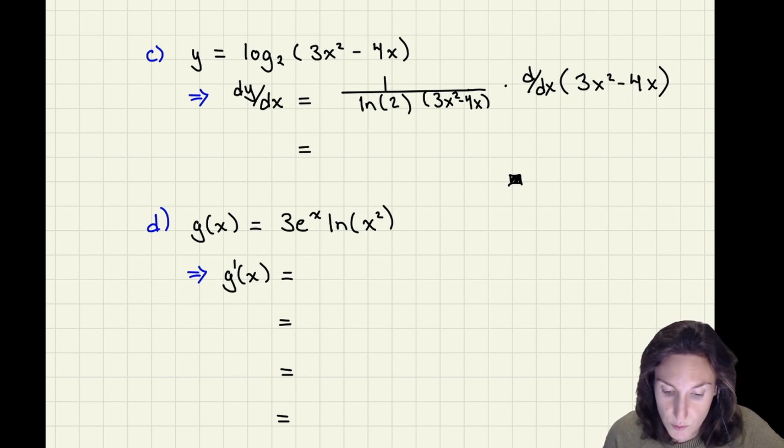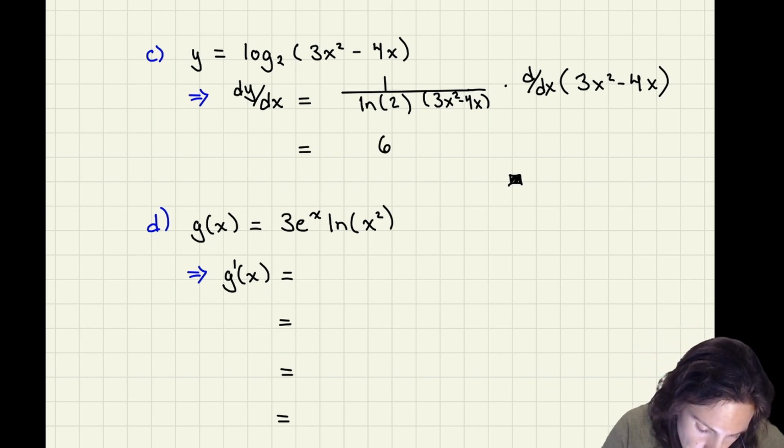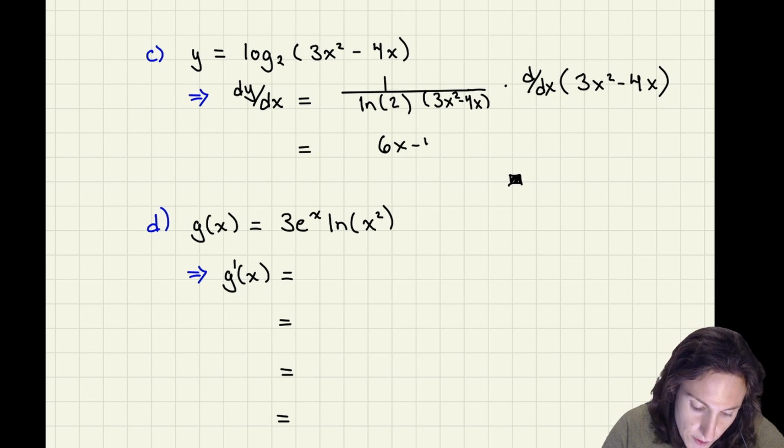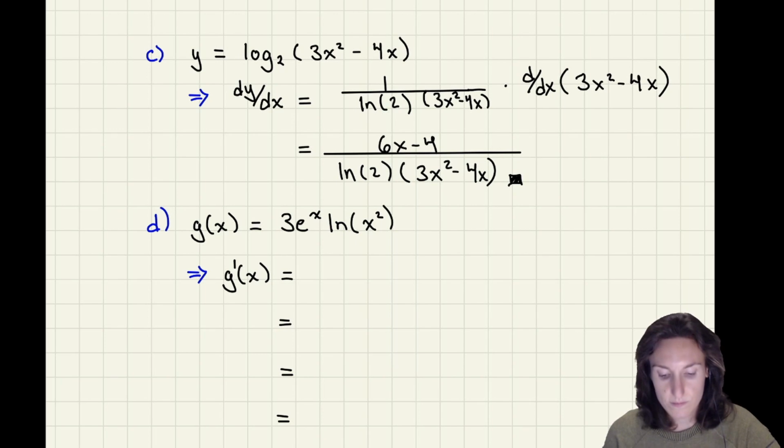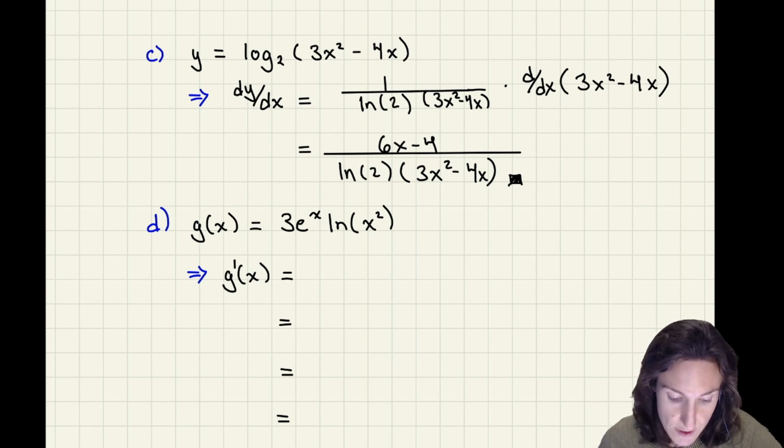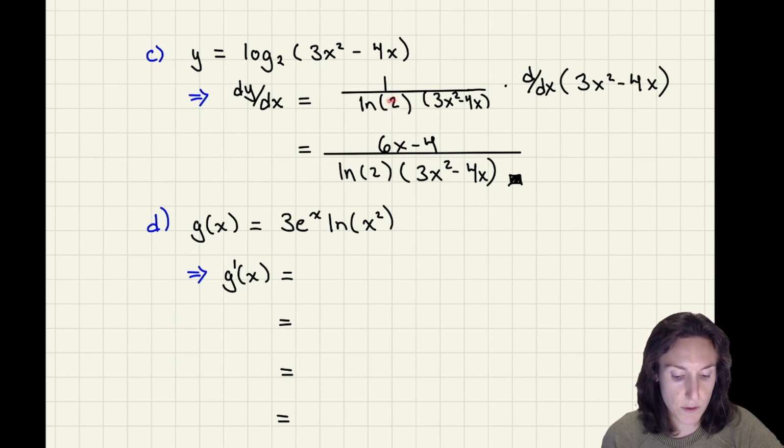Now, what is that? Well, that's just going to be 6x minus 4. And because they're being multiplied, I'm just going to directly put it on the numerator. And then all this is divided by the ln of the base times whatever was inside the logarithmic function. Okay, if this was natural log, so if it was ln e, that would just be equal to 1. So that's why this is gone.